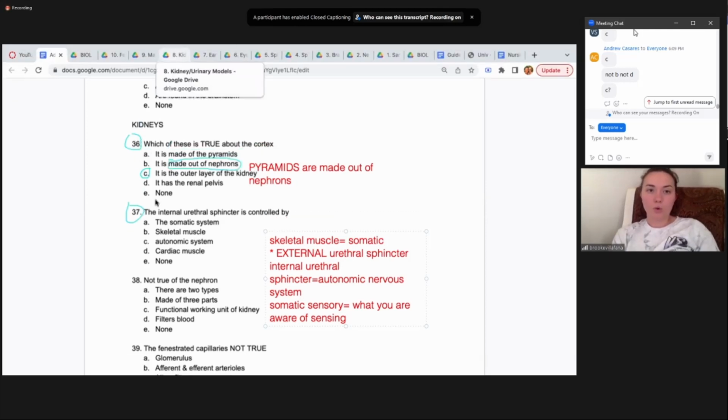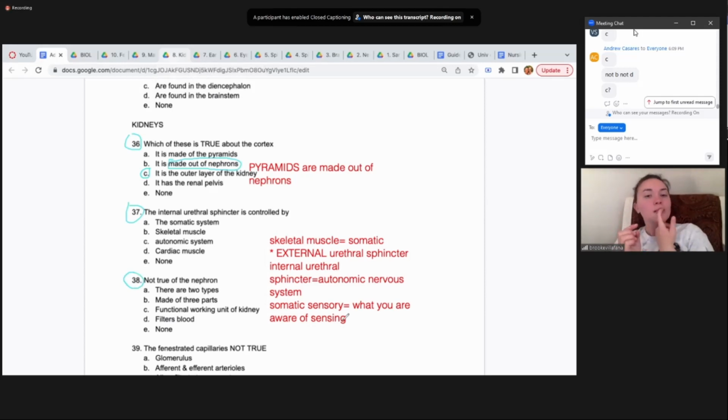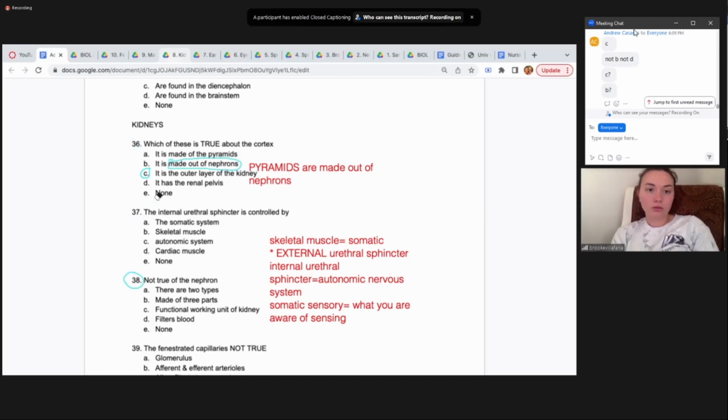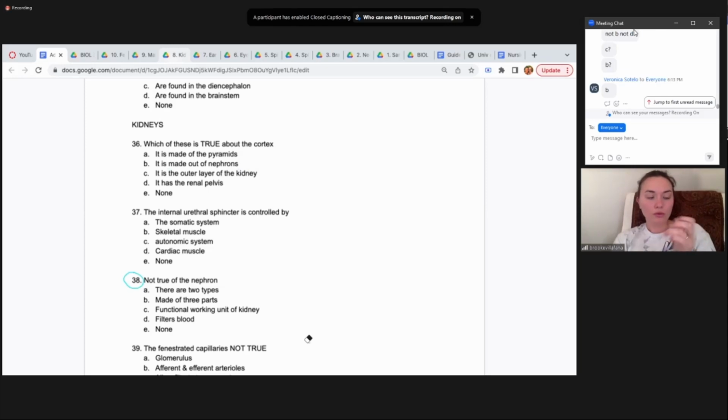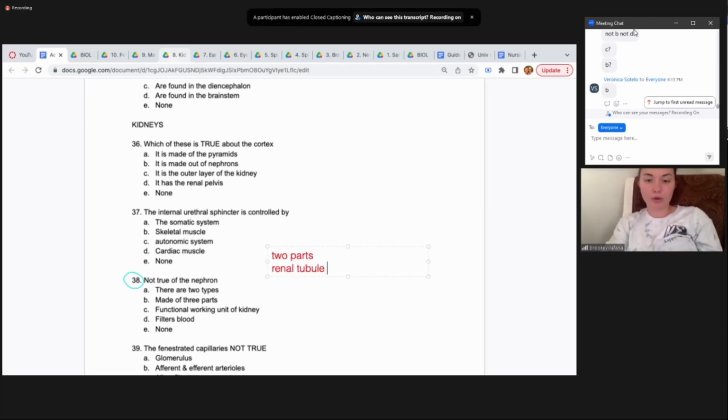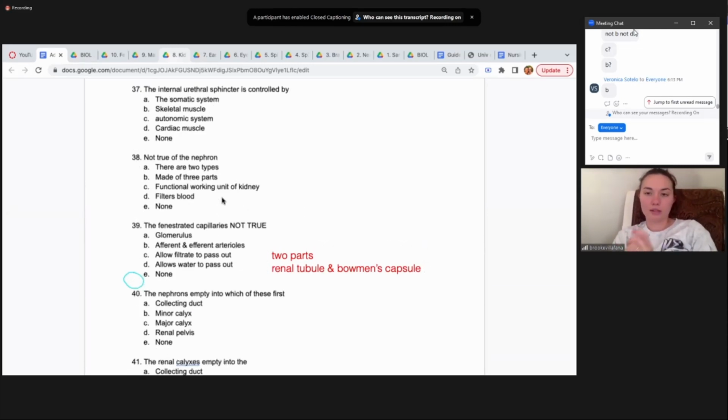Okay, question 38. Which of these is not true of the nephron? Good. B, right? The nephron is made of just two parts. It's made of the renal tubule and the glomerulus. I think it's the Bowman's capsule. Okay. The collecting duct is not a part of the nephron. That's separate from the nephron.